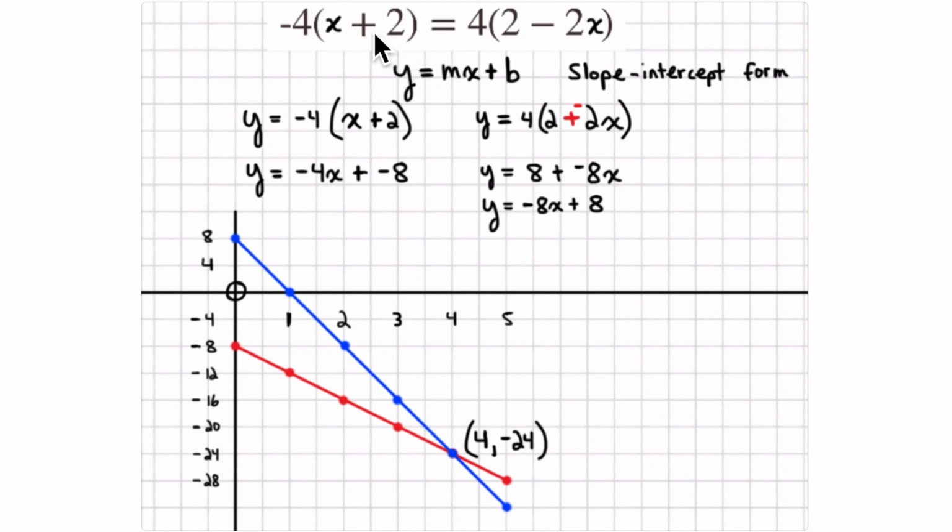And so the key one last time is to separate this equation that you start with into two separate equations. Write each expression as a separate equation and get them into the form of y equals mx plus b, the slope-intercept form.